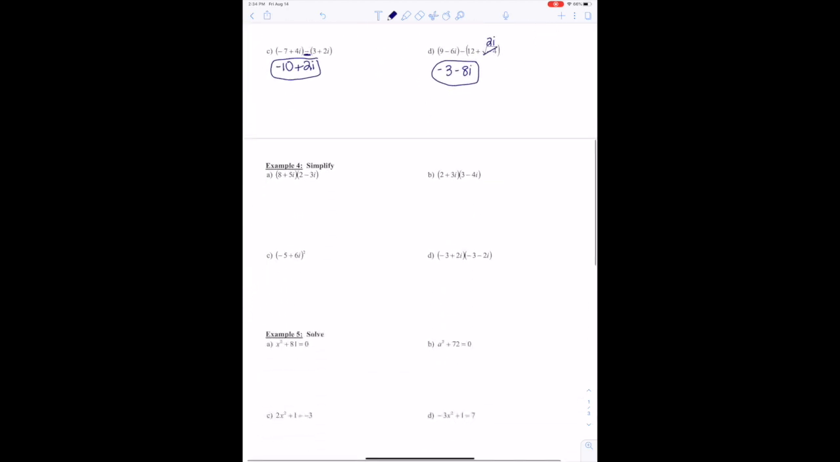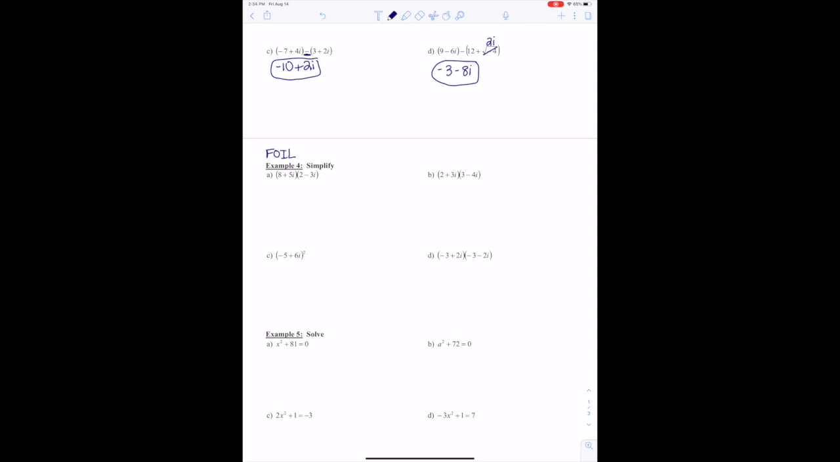Okay, now we get into multiplying with i's. So you would multiply it, you would FOIL it out, just like we talked about before, so don't forget FOIL. I'm going to show you how to do it by hand. It is important to do it by hand, and I'm going to show you how to do this in a calculator. So first of all, let's do it by hand.